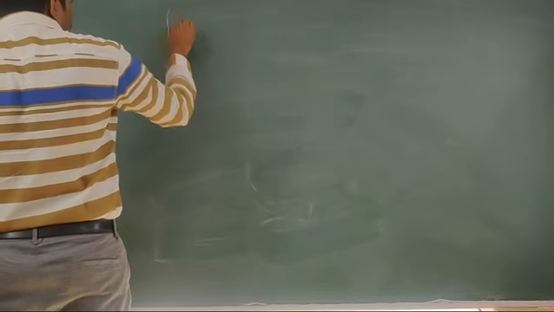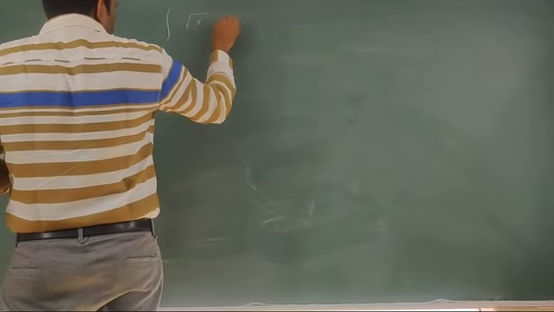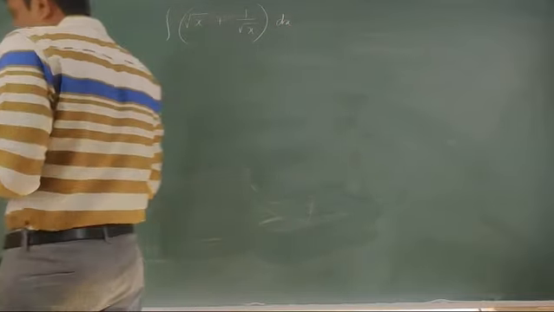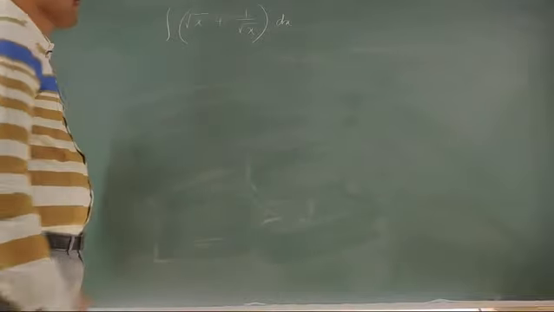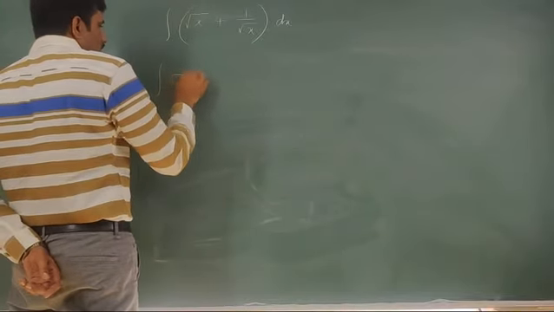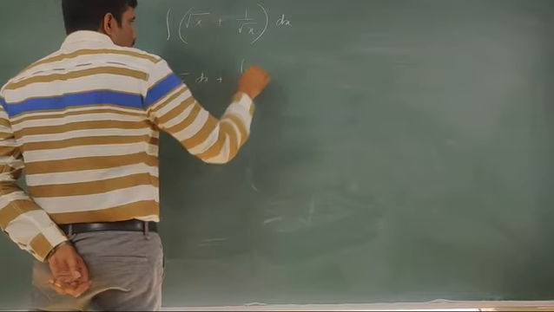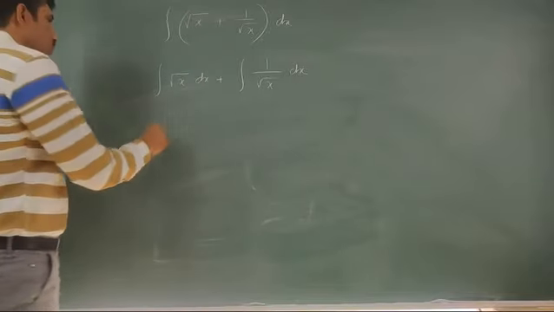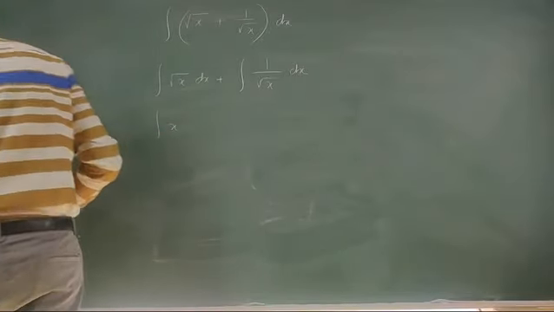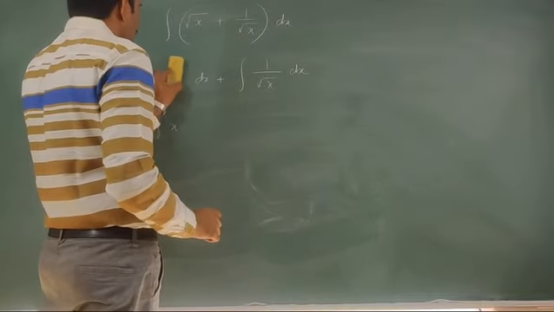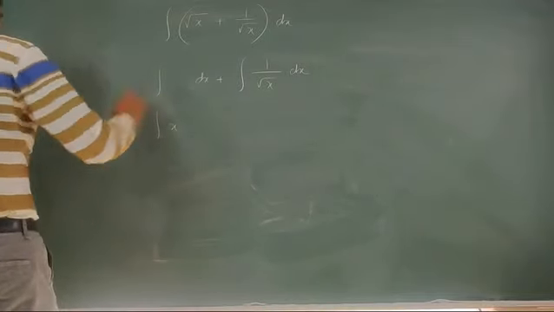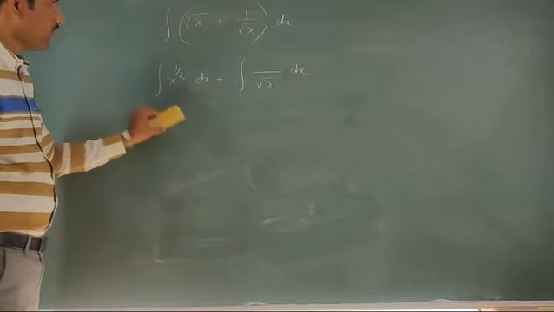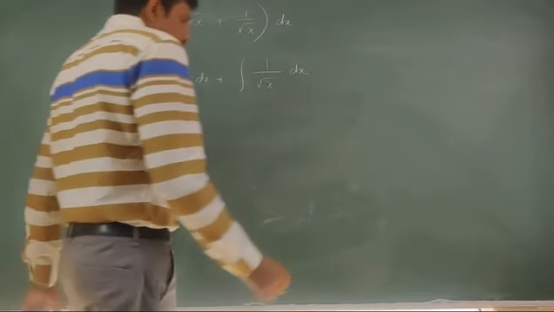Now, integration of (root x plus 1) by root x into dx. See, students, integration of (root x plus 1) by root x. Now, I can separate this into integration of root x into dx plus integration of 1 by root x into dx. We can separate it, right? So what is root x? Root x is nothing but, you can write it directly, no problem. Why write one more step? So root x is x raised to 1 by 2, plus integration of 1 by root x. We already know that a standard formula is there.